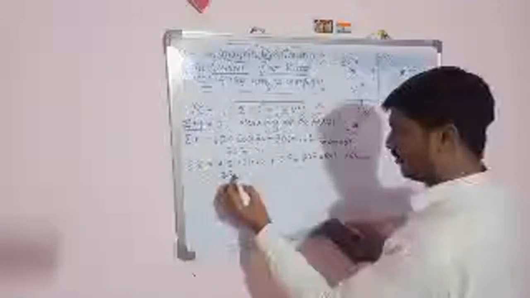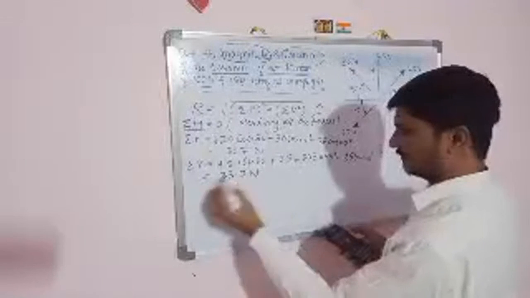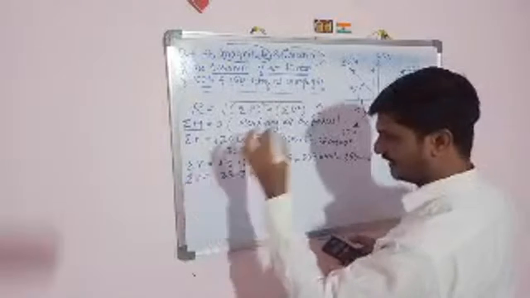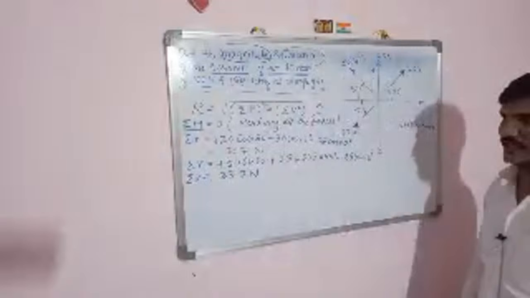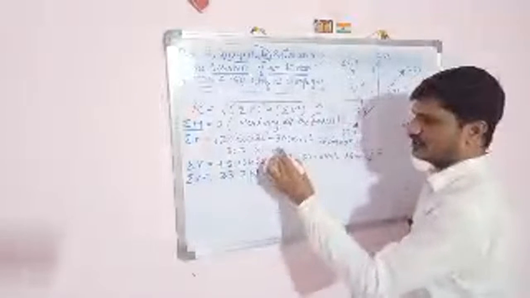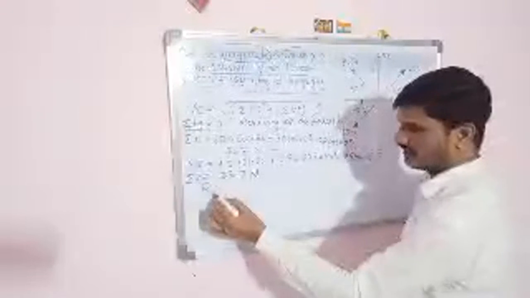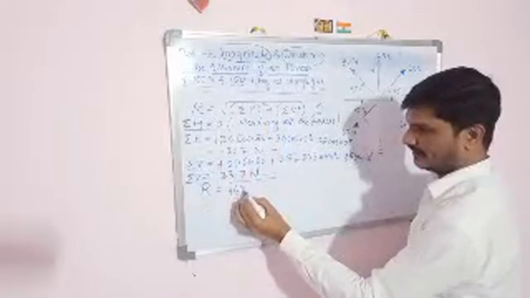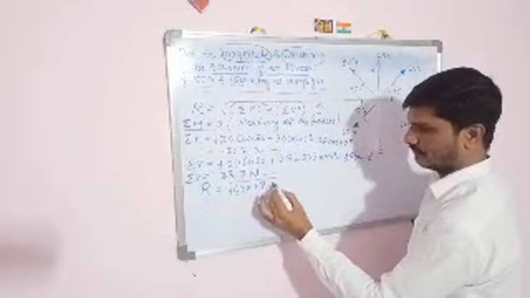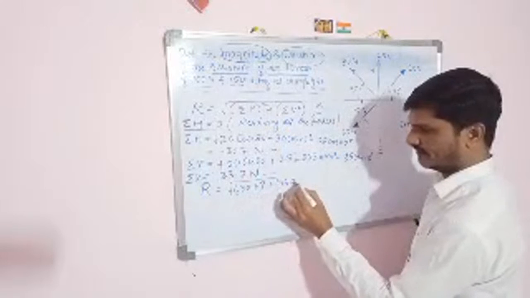So I obtain 33.7 Newton when you resolve vertically. Okay, so horizontal and vertical we have calculated. Now substitute these two in the resultant, where R is equal to under root of minus 30.7 whole square plus 33.7 whole square.